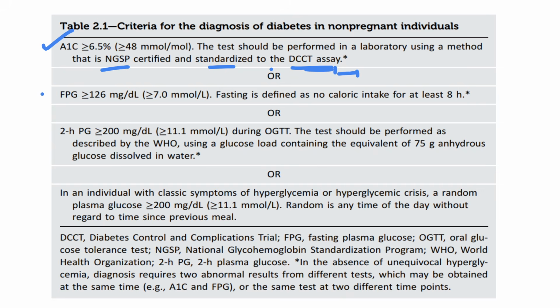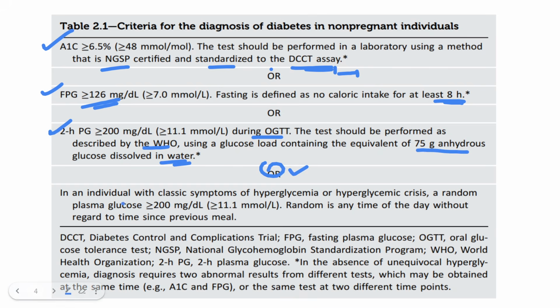or based on fasting plasma glucose. If it is more than or equal to 126 milligram per deciliter, we can define diabetes, and fasting is defined as no caloric intake for at least 8 hours. Or we can diagnose diabetes with a 2-hour postprandial glucose of more than or equal to 200 after a 75 gram anhydrous glucose challenge test. The test should be performed as described by the WHO using a glucose load containing 75 gram anhydrous glucose dissolved in water.